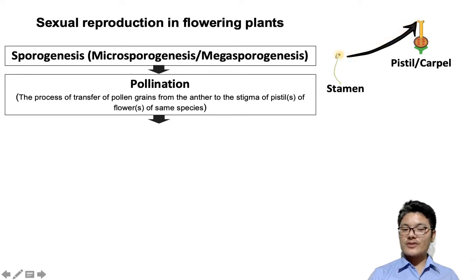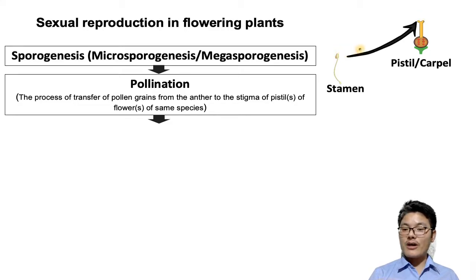Is it clear? So as you can see here, pollination is a process, and in this process, transfer or movement of pollen grain occurs from anther to stigma of pistil. Both anther and stigma are usually part of the male and female reproductive organs respectively, and stamen and pistil grow inside the flower, and pollination usually occurs only between two plants of the same species. So a rose plant can pollinate another rose flower.